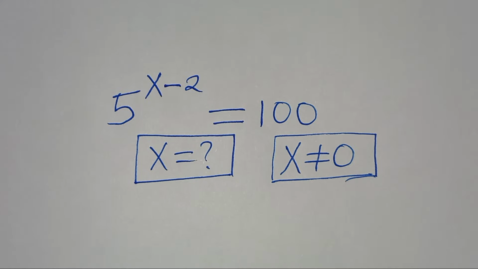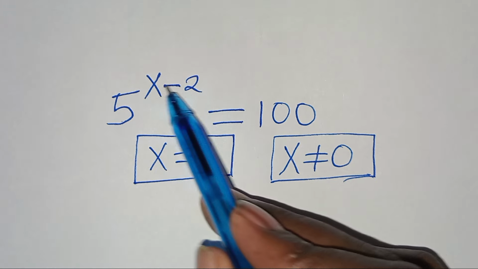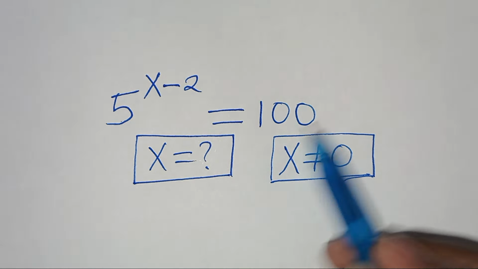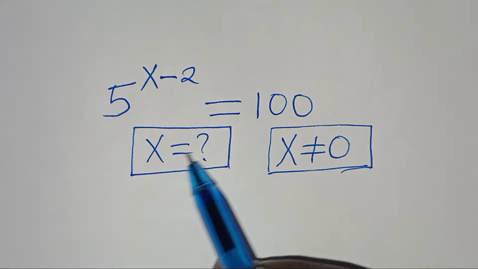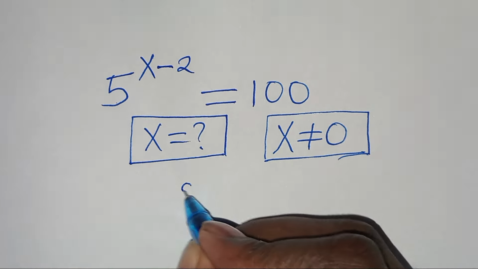Hello everyone, you're welcome to solve this nice exponential equation which is 5 to the power of x minus 2 equal to 100. What is the value of x given that x is not equal to 0? So let's begin the solution from here.